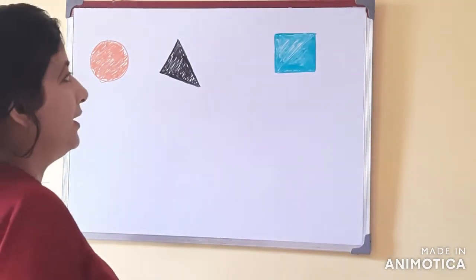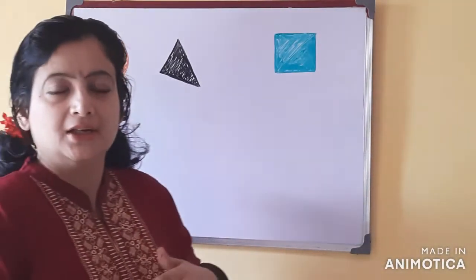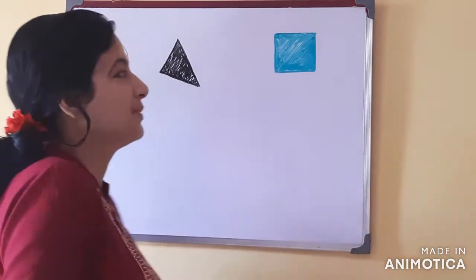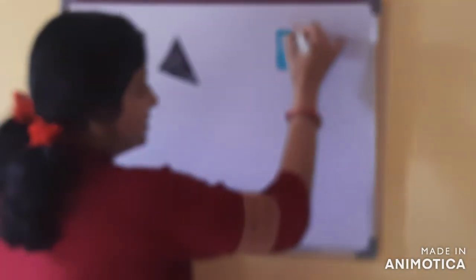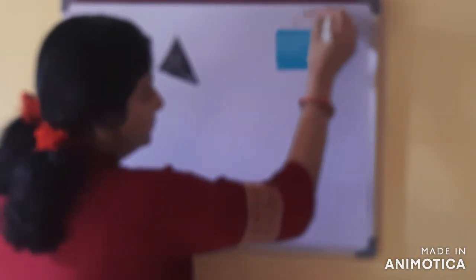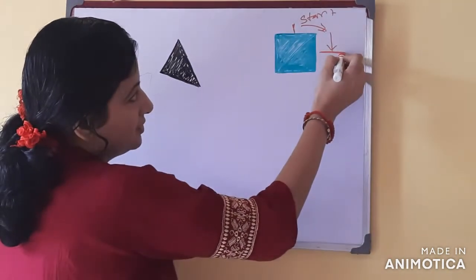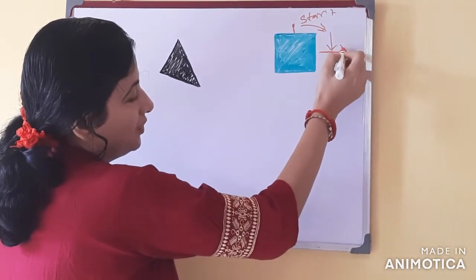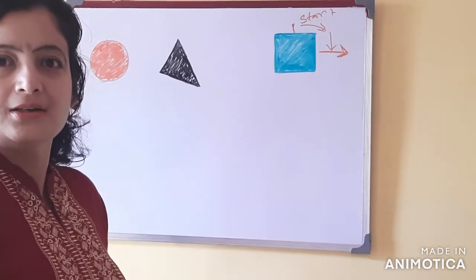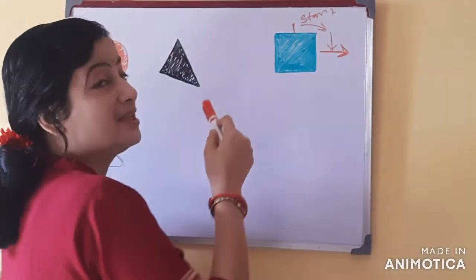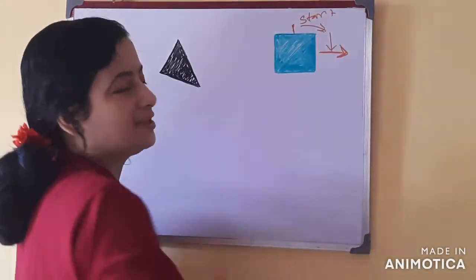Now we are examining this order of rotational symmetry with respect to square, triangle and circle. See, in the case of square, if it starts from here, then when I start to rotate, when it comes to this position, we are getting one orientation which is the same as this original orientation.